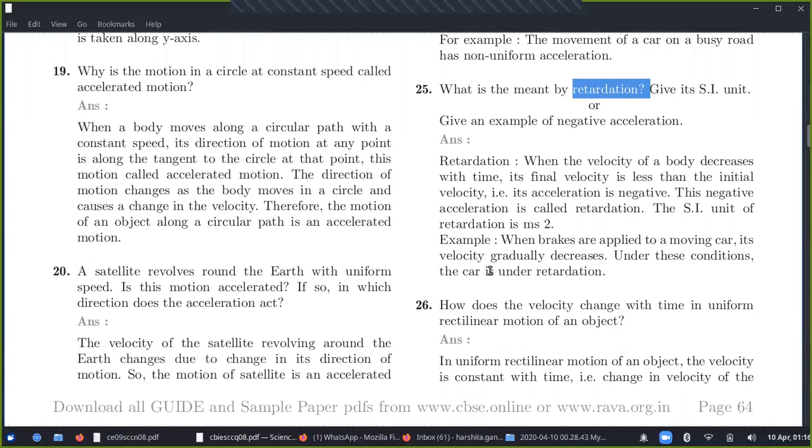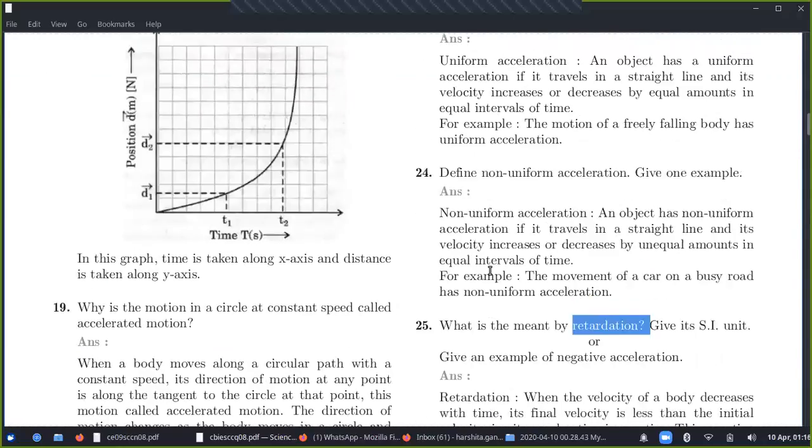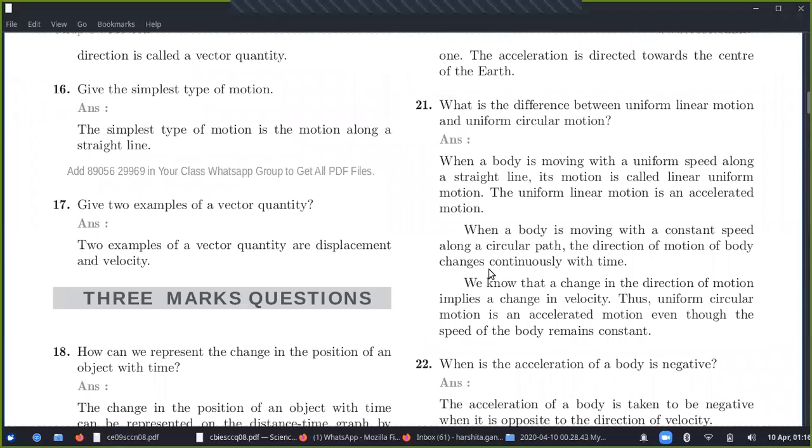Okay. So I think we have done plenty of questions today. We have done 17 questions of 1 mark each and 25 questions of 3 marks each. I will be sharing this PDF with you so that you can go through it and do it on your own.